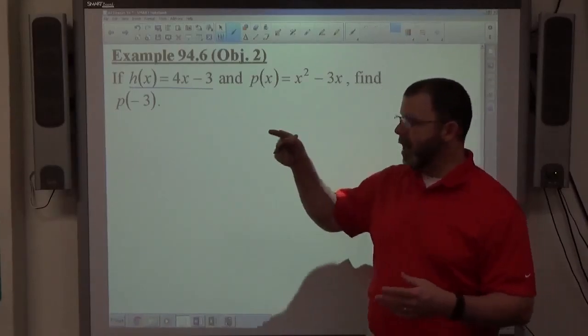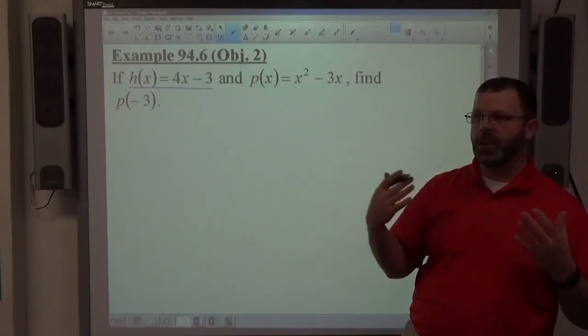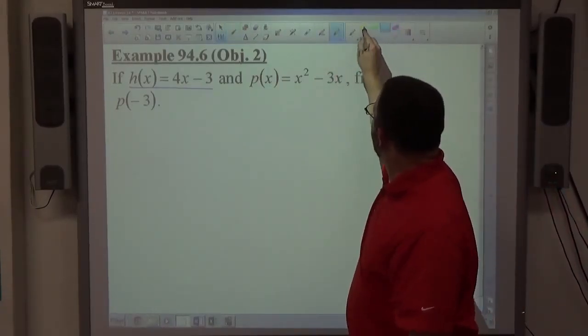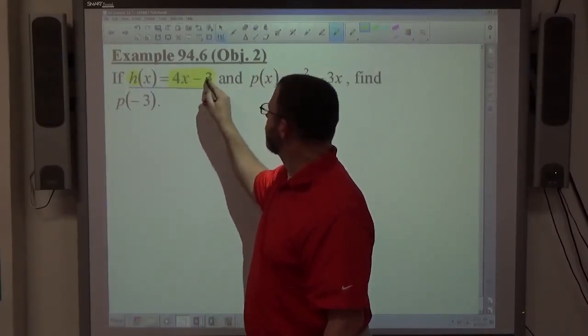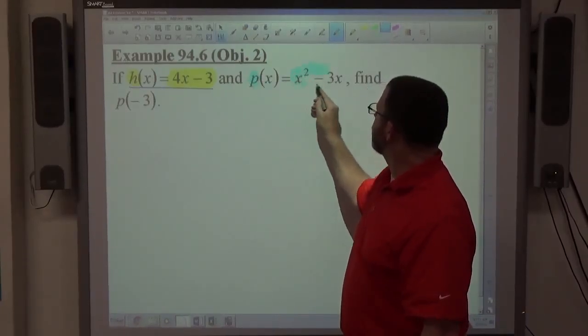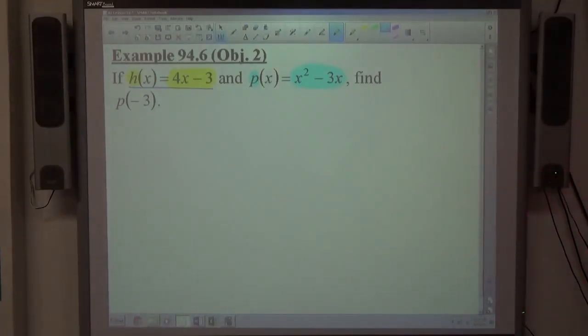So f of x equals, h of x equals, that's just functional notation. It's naming a function. This is telling me that when I see function h, I use the expression 4x minus 3. When I see the function p, I do x squared minus 3x. So they give me two different functions here, and they ask me to do something with it.